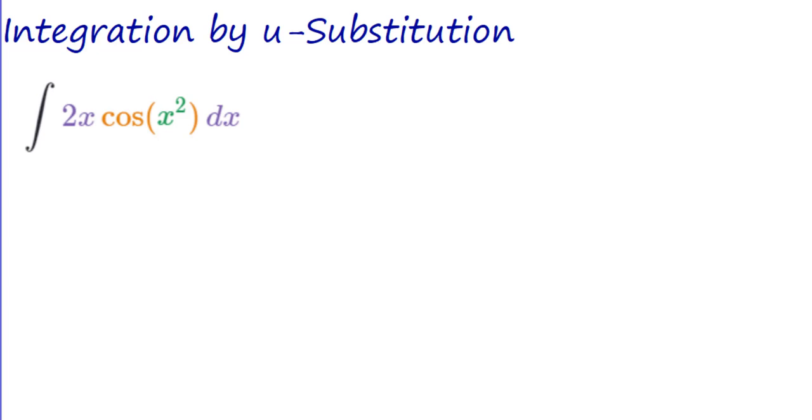Here we have the integral of 2x cosine of x squared dx. This is not a straightforward integration. This is not just the integral of cosine of x. It's 2x cosine of x squared. So what are we going to do? We're going to take this guy right here, and we're going to call him u. So u is equal to x squared.